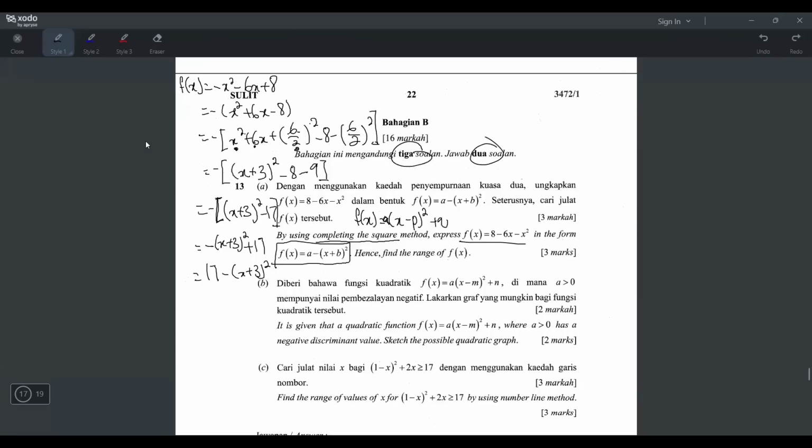Okay, so now they will say what? Hence find the range of f(x). Range. So how do we find the range of f(x)? So we already know the equation in vertex form. So how do we find the range?